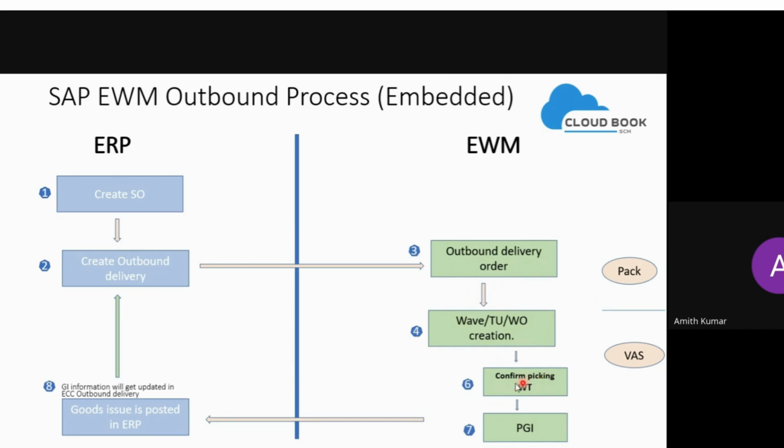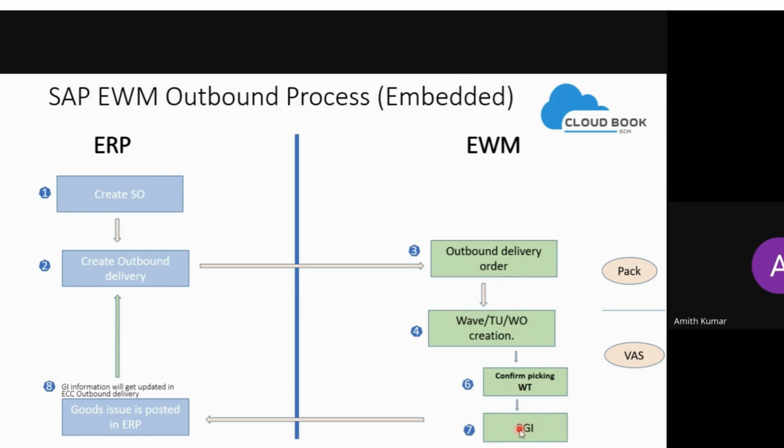So I'll start performing the picking. Once I complete my picking, I will move my goods to my PGI area or my outbound staging area, which we saw in the warehouse layout. Here I will confirm that now I can perform the PGI, that is post goods issue. I will perform a goods issue. Now I'm performing a goods issue in EWM. That means the same information needs to be replicated to ERP as well, because both the systems need to be in sync.